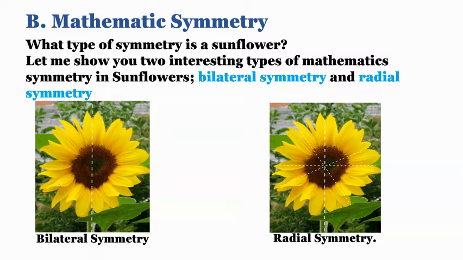Bilateral symmetry is where you can split the sunflower in half and it will mirror on each side. Radial symmetry is if you can spin the sunflower and there is the same amount of petals and they look the same on each side.